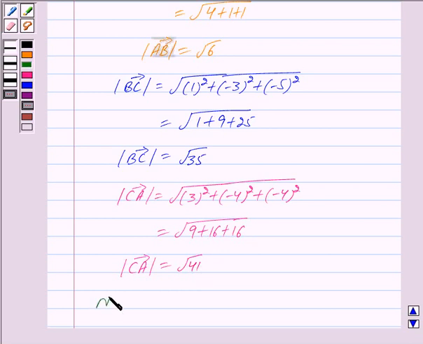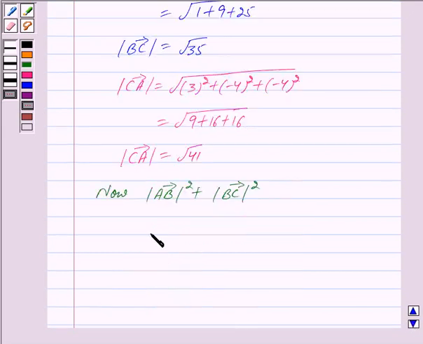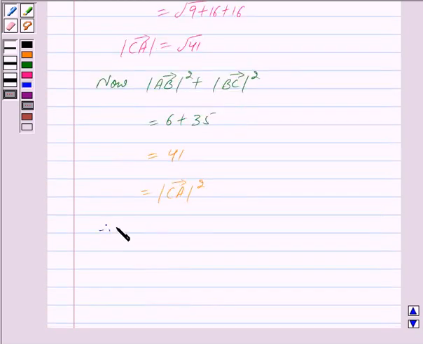Now we can clearly see that mod of vector AB square plus mod of vector BC square is equal to 6 plus 35, which is equal to 41, and this is equal to mod of vector CA square. Therefore, we have shown that mod of vector AB square plus mod of vector BC square is equal to mod of vector CA square.